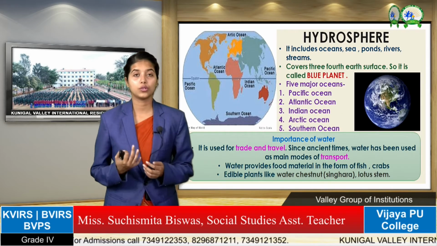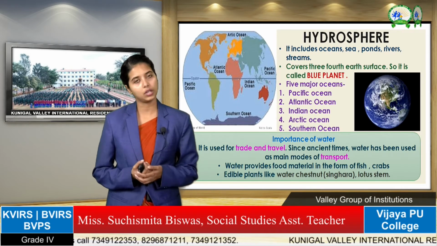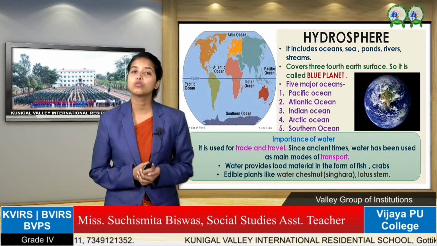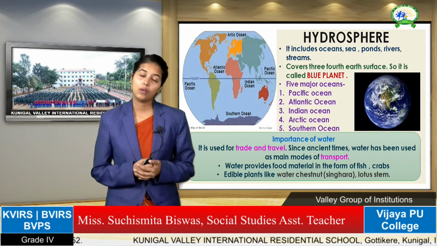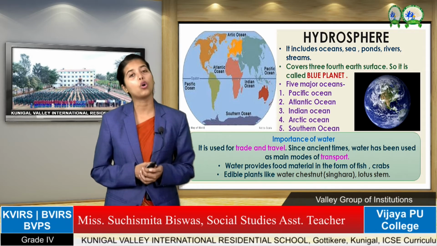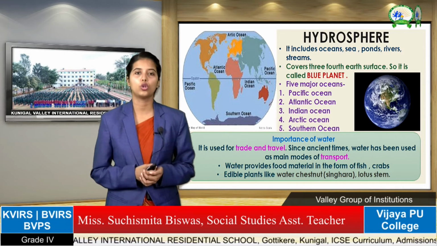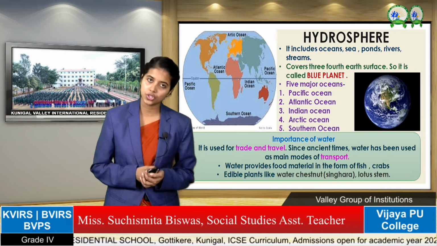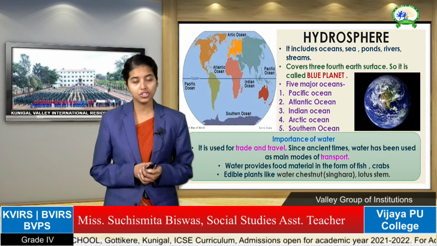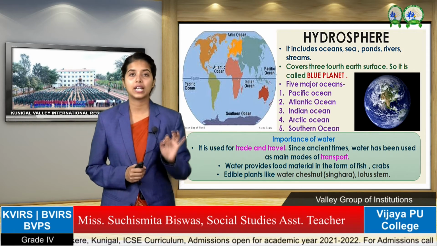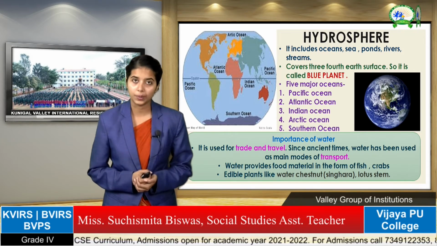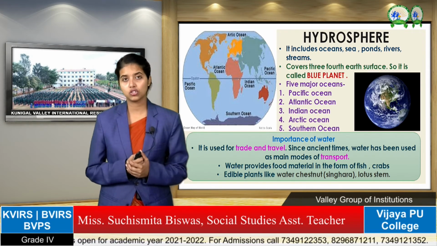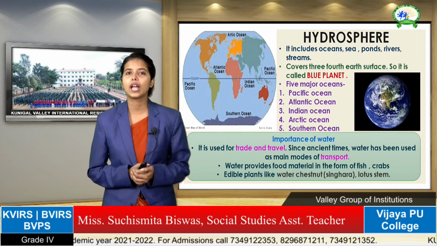Now we are going to learn about the hydrosphere. When we are talking about the hydrosphere, you have to know what hydro means. Hydro means water. The hydrosphere includes all the water bodies, like the oceans. How many oceans do we have? We have 5 major oceans, and among them, the Pacific Ocean is the largest in the world. And if you see a picture of the whole Earth taken from space, it looks blue.